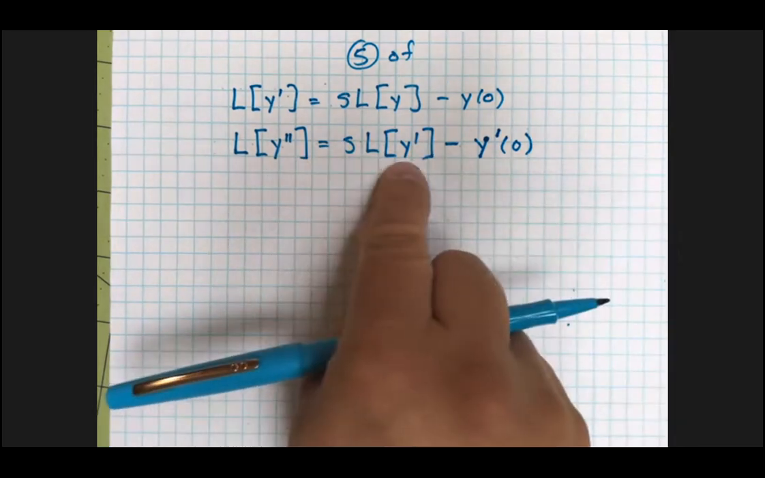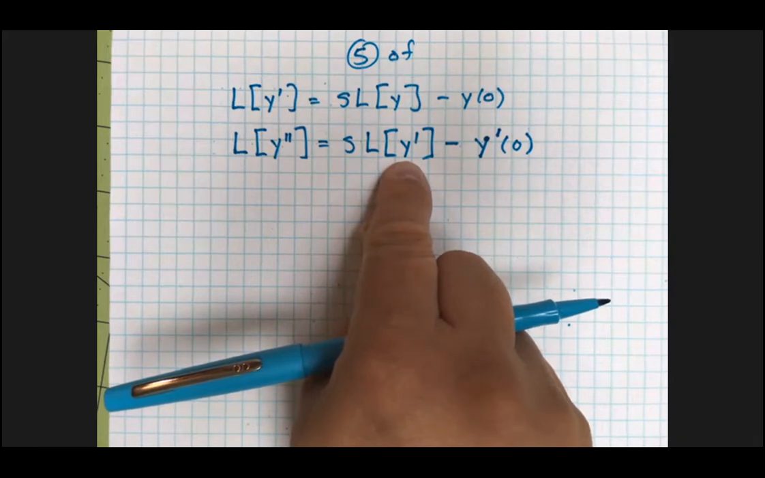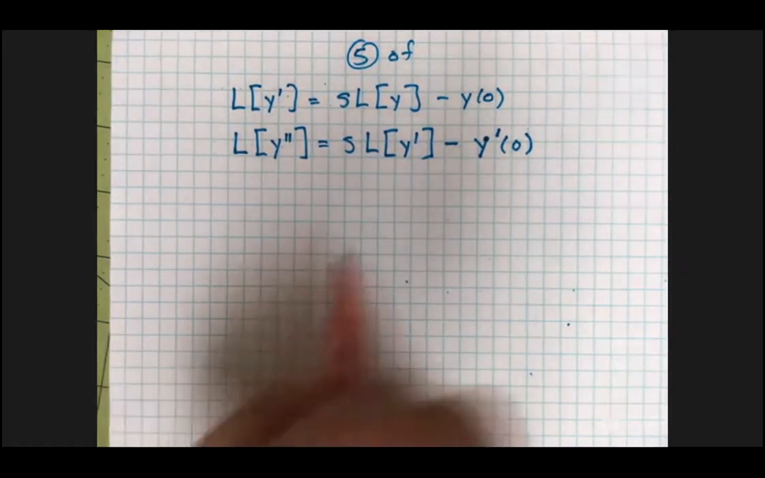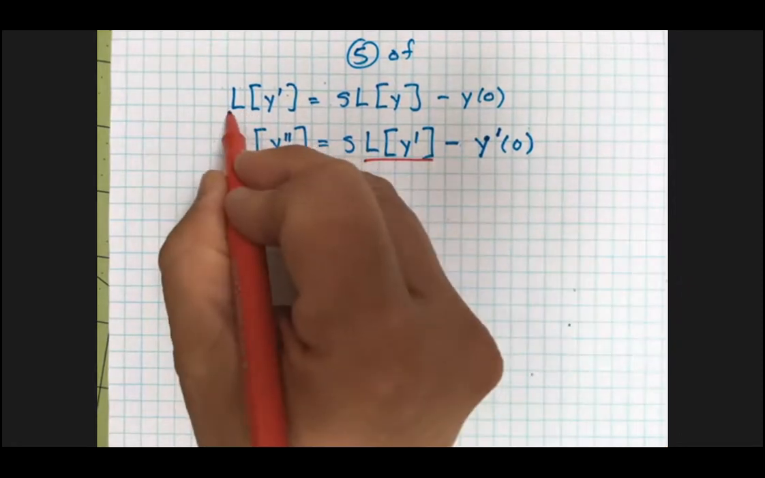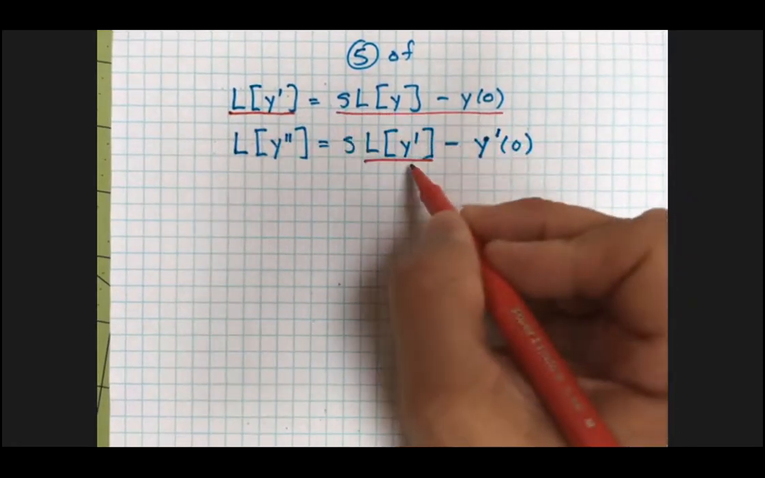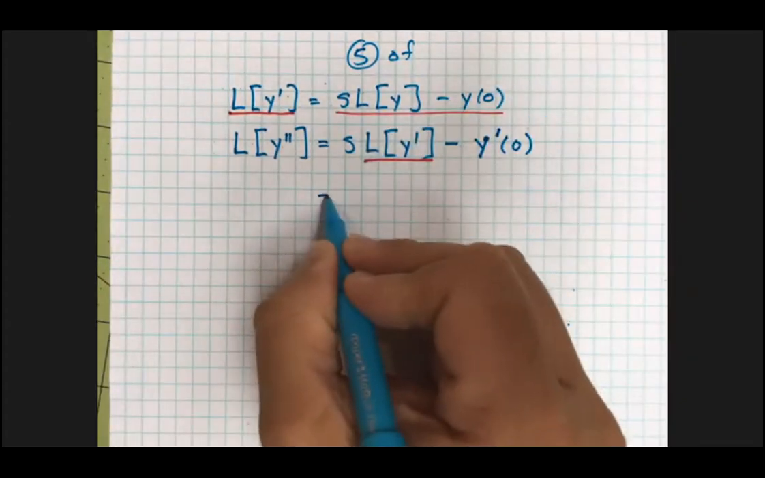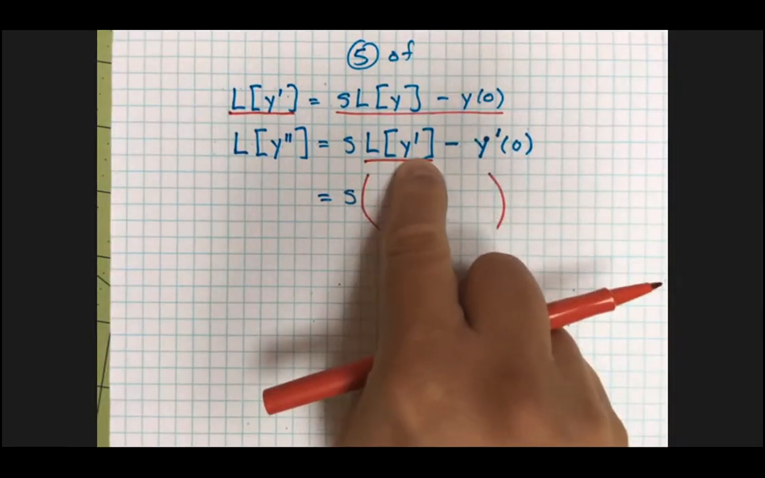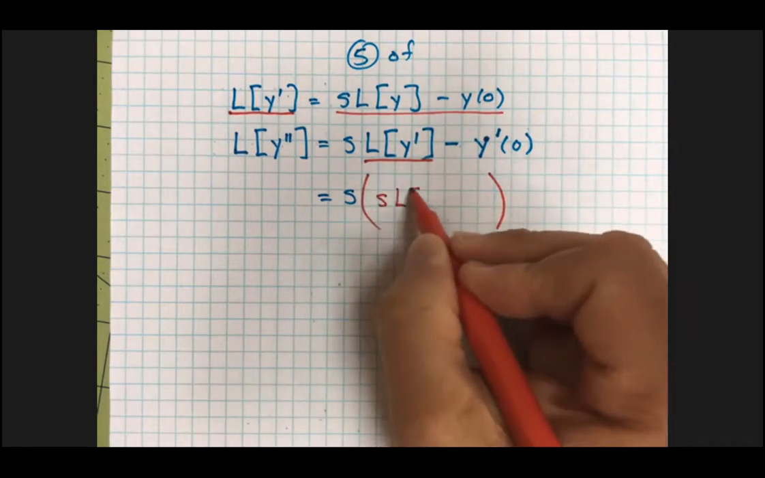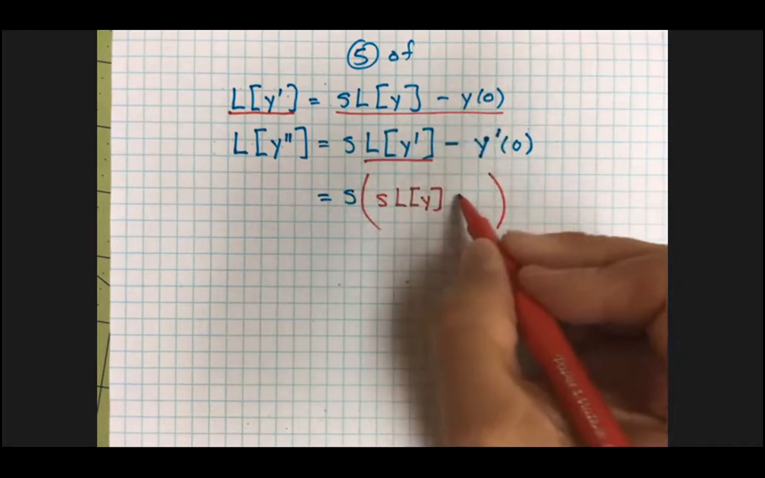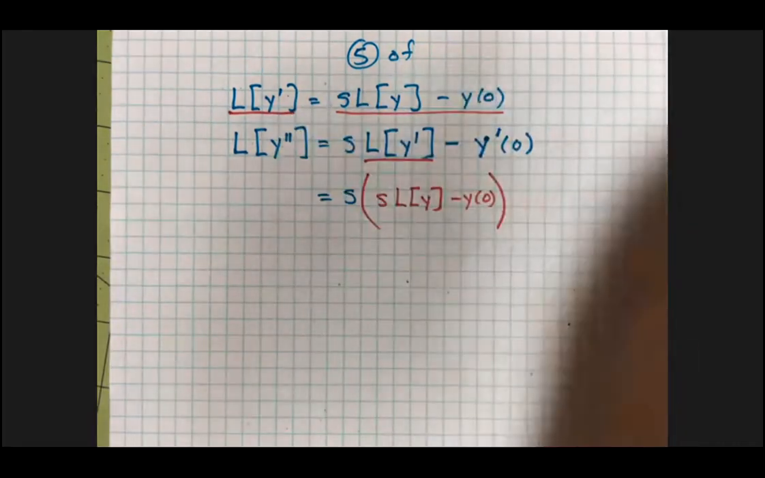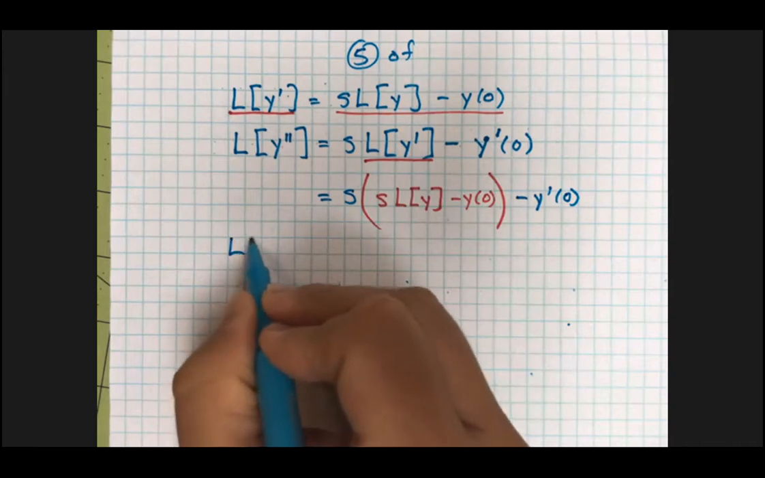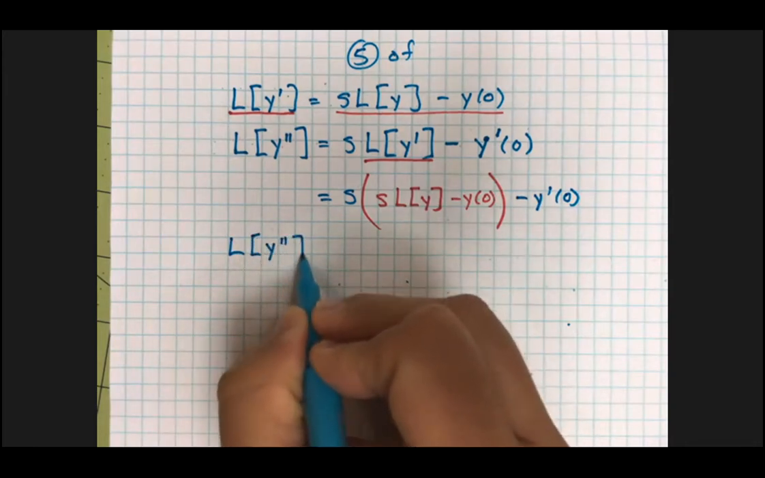Now this seems good, but it's kind of unfinished. What I want to do now is write y double prime in terms of y alone. But I know this part, so this is no problem. Why don't I insert this in that place? So watch, S, and then I'll insert the Laplace transform of y prime, which is S L of y minus y of 0. Then I had this y prime of 0 over here. Now let's unpack it so I can see it all at once.